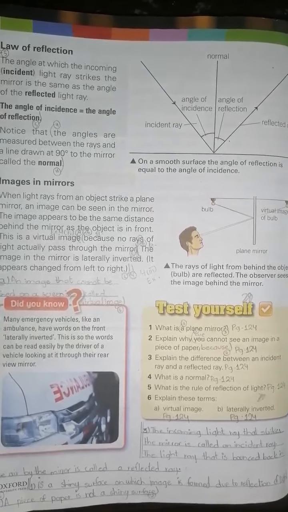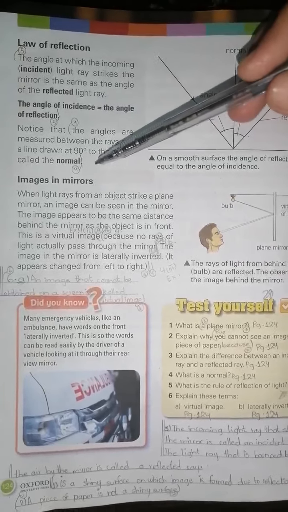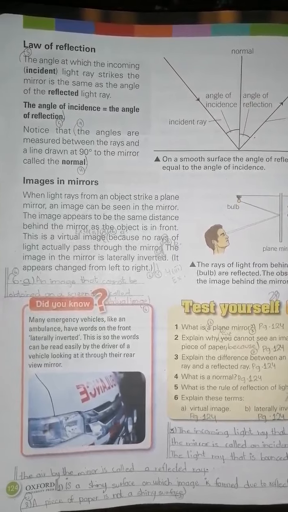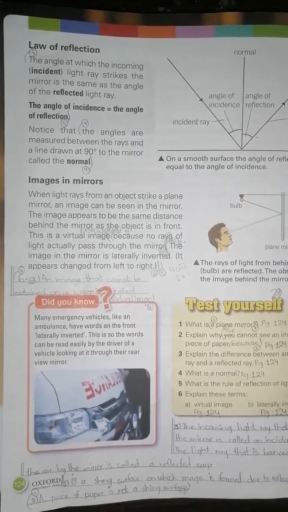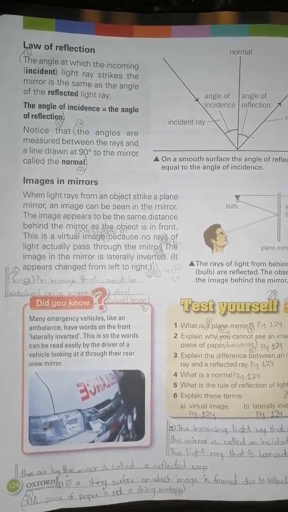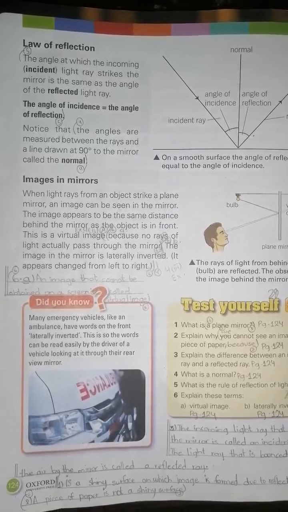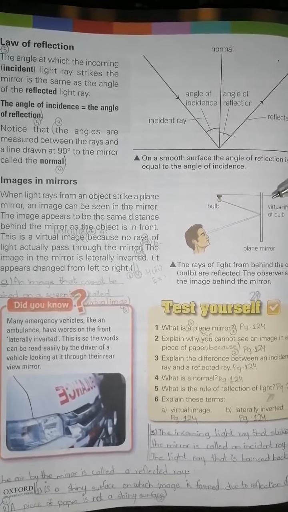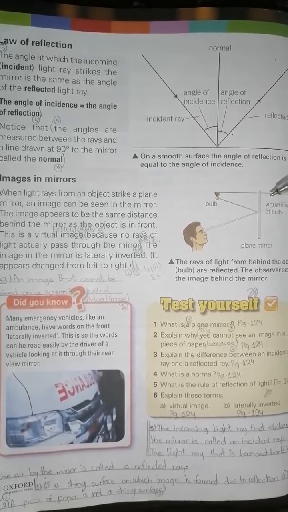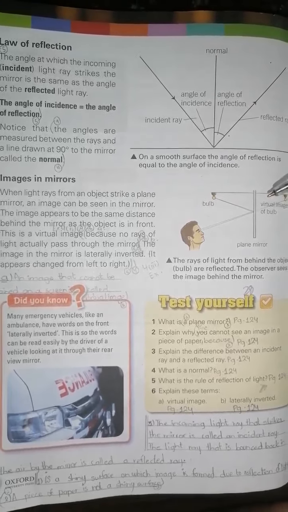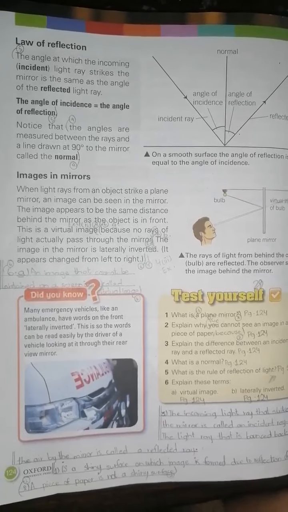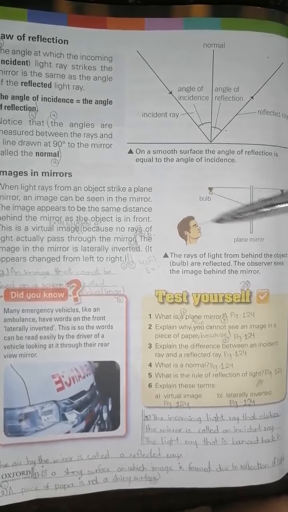Next, we have to study about the images in the mirror. The mirror in which we look in the morning, that is in our houses, is a plane mirror. And in a plane mirror, when the ray of light strikes, an image is formed. The image is as far behind the mirror as the object is in front of it. We can consider this example.